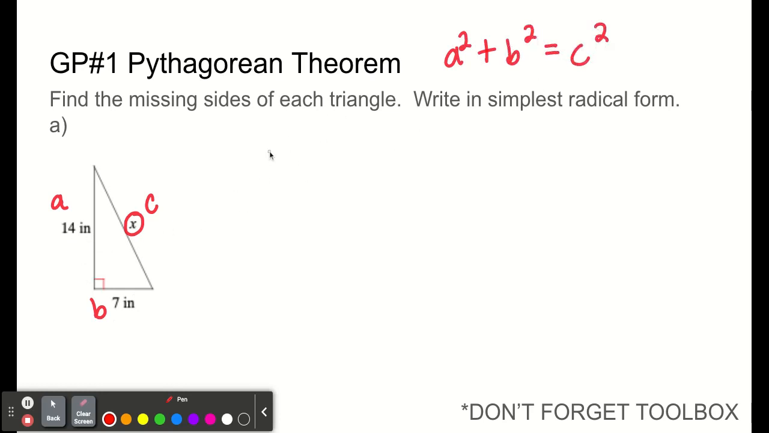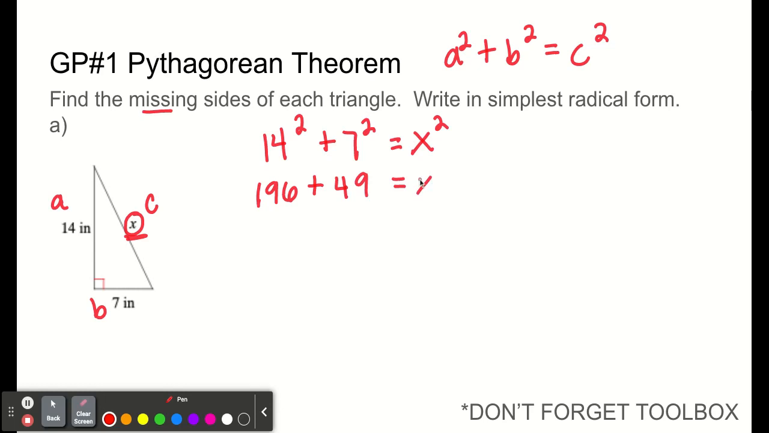So a is 14, so we will have 14 squared plus b, which is 7, so we will have 7 squared, is equal to the hypotenuse, which is x squared. So we're solving for that missing side. We're looking for that value of x, so we need to simplify this here. 14 squared is 14 times 14, that's 196. 7 squared is 7 times 7, that's 49. That is equal to x squared.